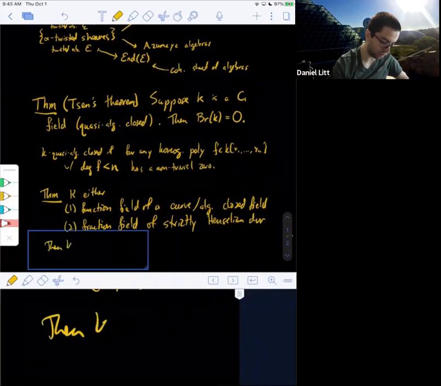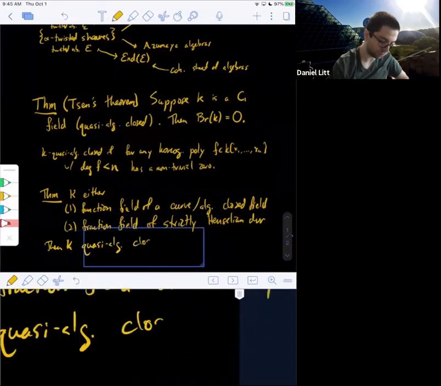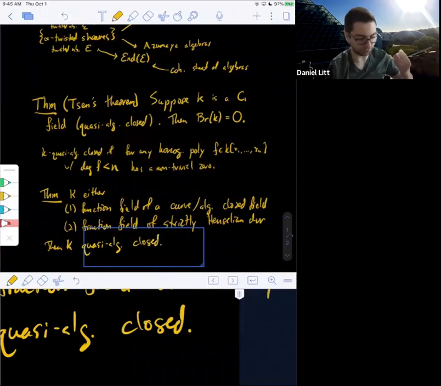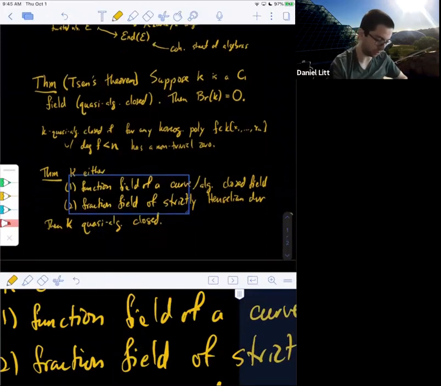Then K is quasi-algebraically closed, or C1. Okay, so strictly speaking, I think what I'm going to do is prove 1 and give you a reference for 2, because we're spending a lot of time on this topic. It's a wonderful topic, but I don't want to turn this into a course on Brauer groups.